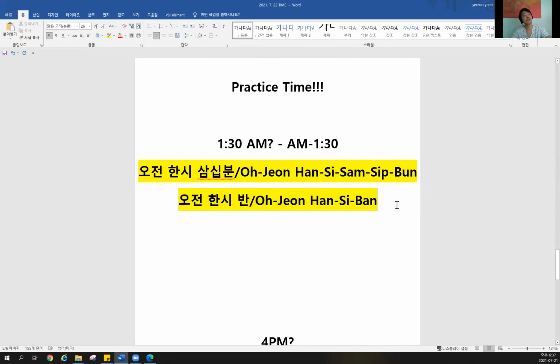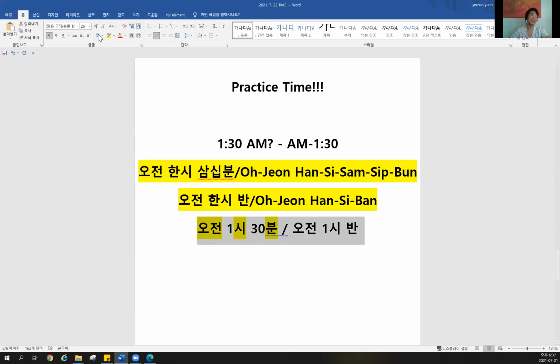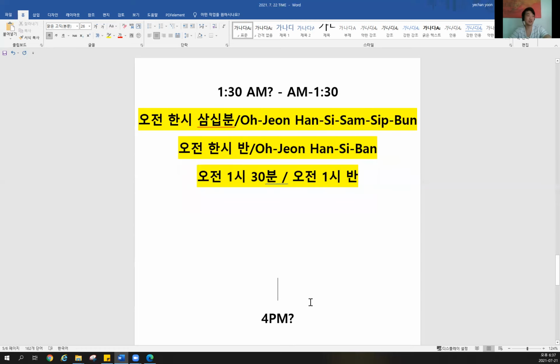This is the reading, and how you can write it, you can just say 오전 1시 30분 or 오전 1시 반. Okay? Don't forget, we're using numbers for the writing. Okay? Let's go to another one.